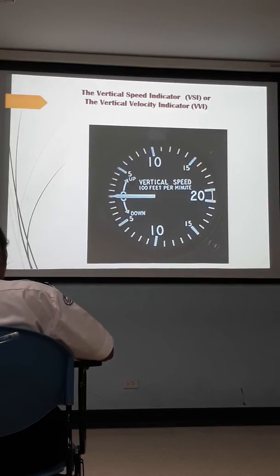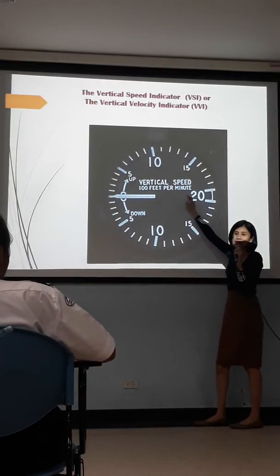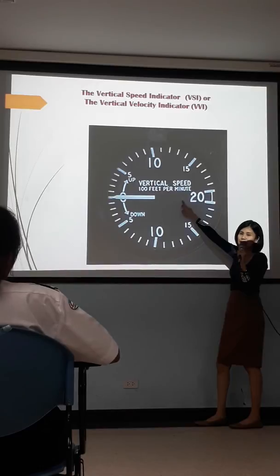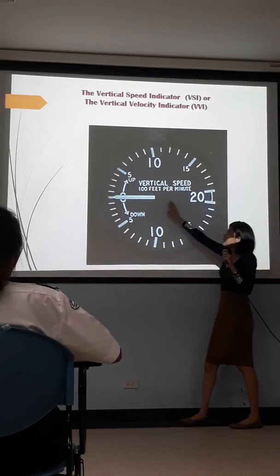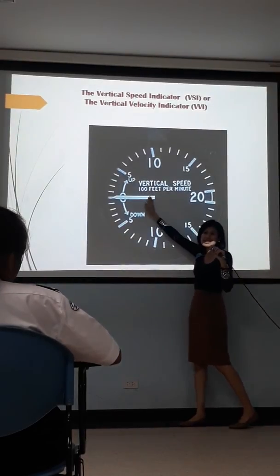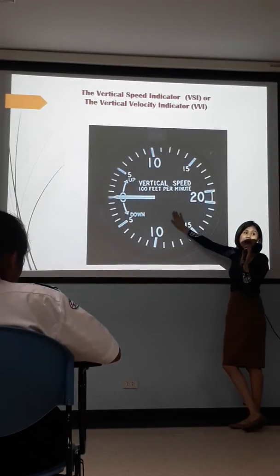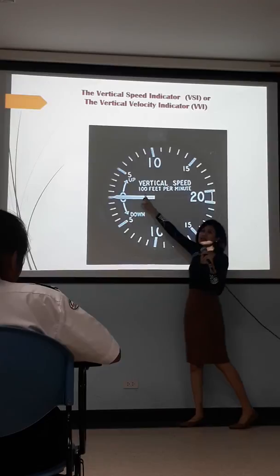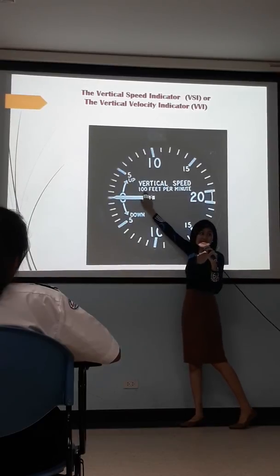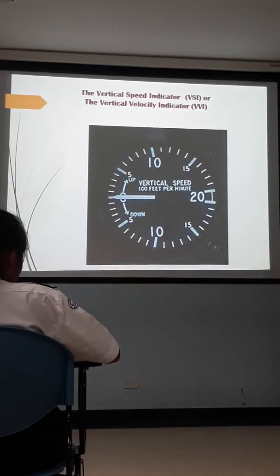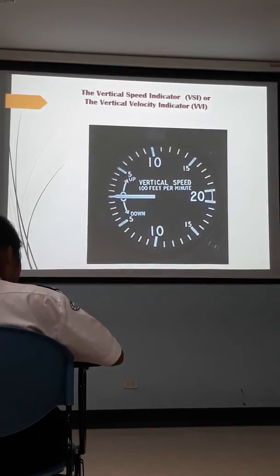And for measurement, look at the instrument case. The measurement is feet per minute. How many feet the aircraft can go in 1 minute. But you don't have to remember this number because it depends on the capacity of an airplane. If we have a high capacity airplane, this can be changed to 1,000. This number can be changed, so you don't have to remember it. Just feet per minute.